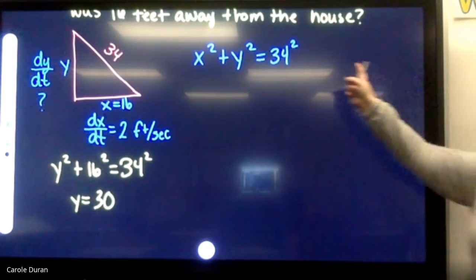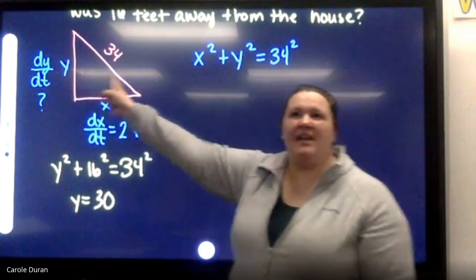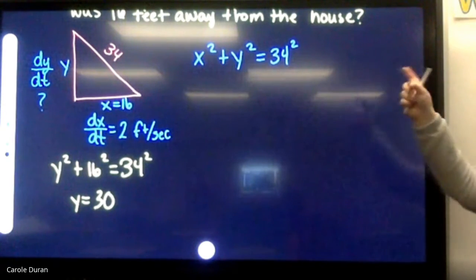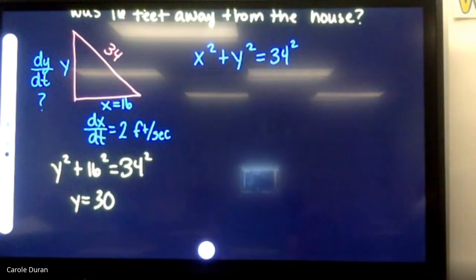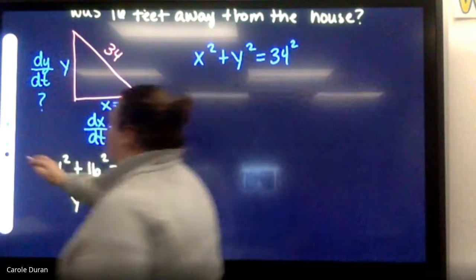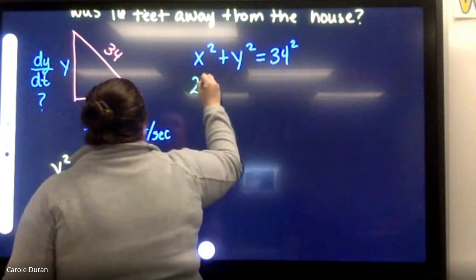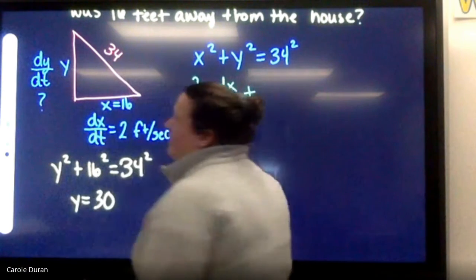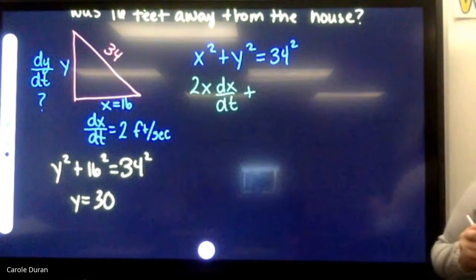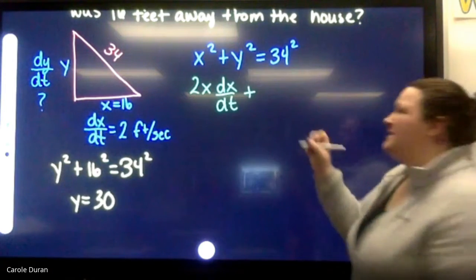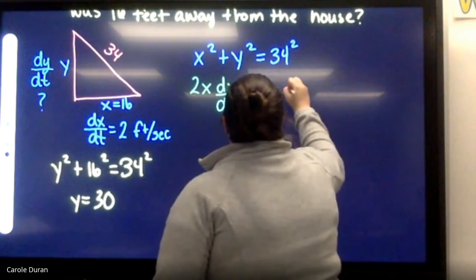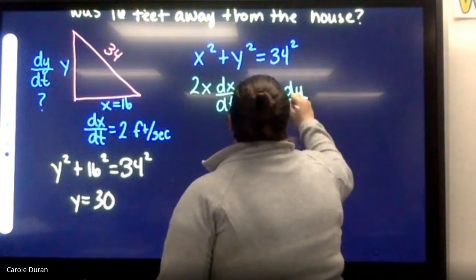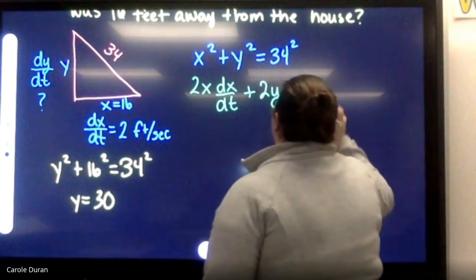So since I have this, I'm going to go ahead and take the derivative here. What's the derivative of x squared? 2x. Well, in what way? And then dx dt, because I took the derivative of x. So I have 2x dx dt, which means when I take the derivative of y, I'm going to have 2y dy dt. And then what's the derivative of 34 squared?